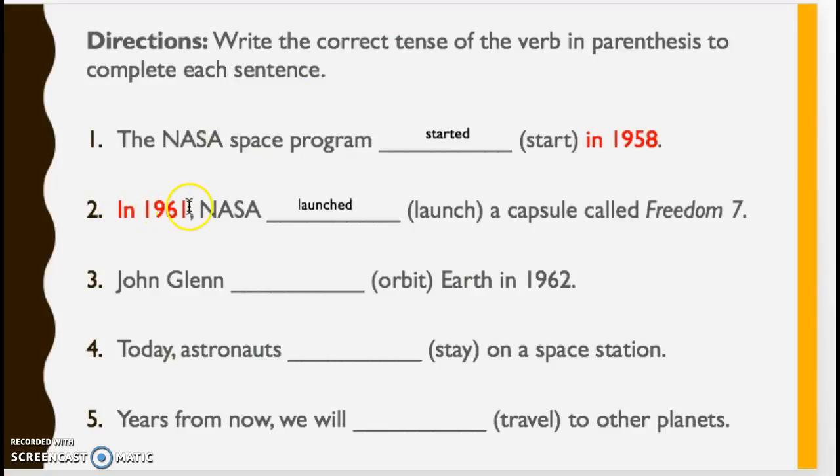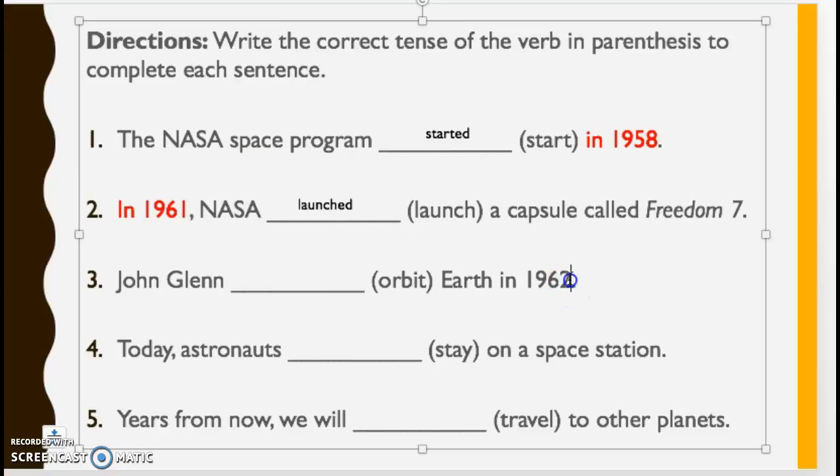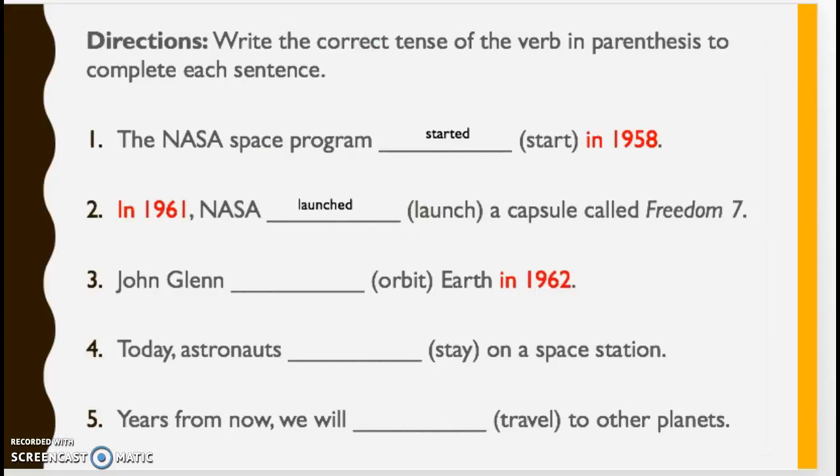In 1961, NASA launched a capsule called Freedom 7. All right, number 3. Ready, set, let's read. John Glenn blank Earth in 1962. Are there any phrases or words in this sentence that would help you decide if it was past, present, or future tense? If you said in 1962, you would be correct. That shows me that it's happened in the past.